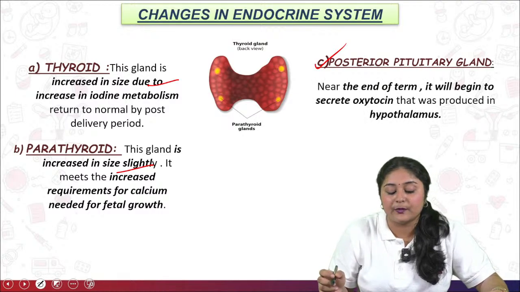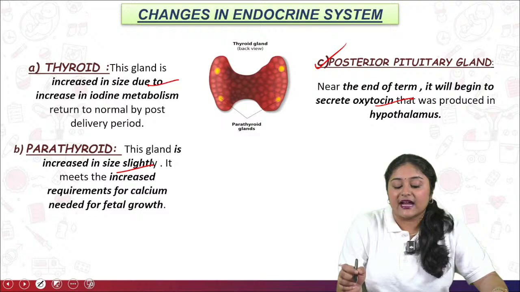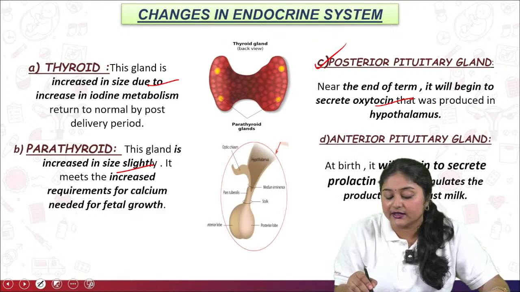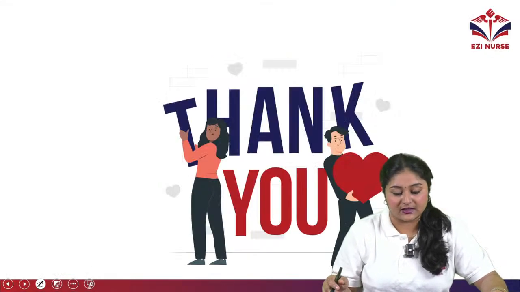Next is the posterior pituitary gland. Near the end of term, it will begin to secrete oxytocin that was produced by the hypothalamus. Now come to the anterior pituitary gland. At birth, it begins to secrete prolactin, which mainly stimulates the production of breast milk.